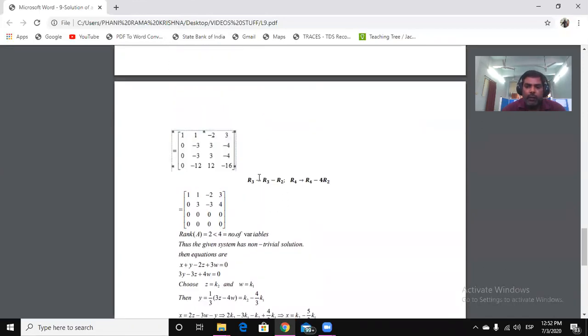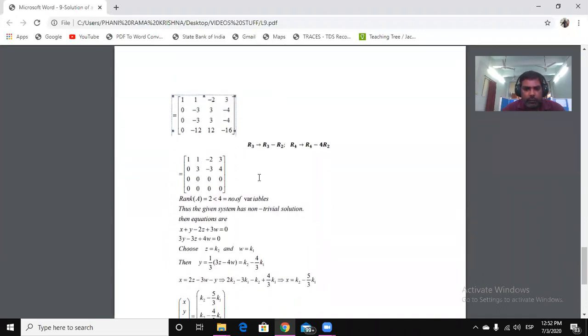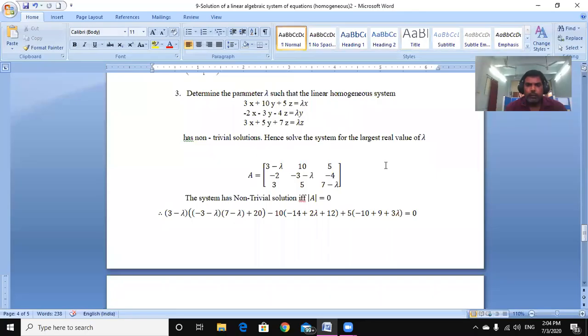So this is about the system of homogeneous equations. And before that we will look at one more example. Look at this example. Determine parameter lambda for this system of homogeneous equations, for what value it has a non-trivial solution.